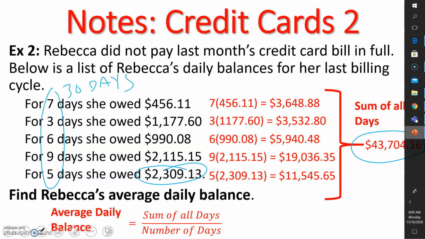So we know that the average daily balance is the sum of all the days divided by the number of days. Now we know the sum of all the days was $43,704.16, and this was borrowed for 30 days, right? We're looking at the monthly average. So we're going to divide.